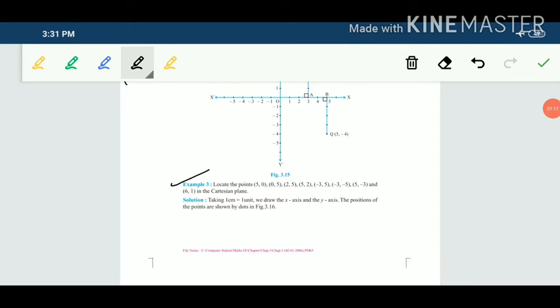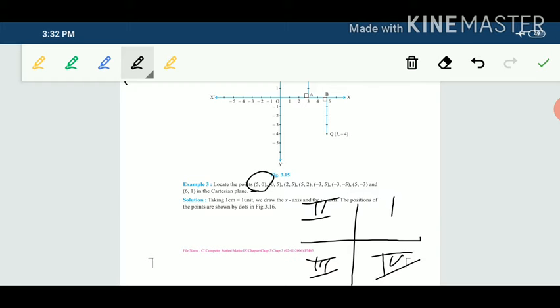An example is given. Locate the points. Some coordinates are given, 1, 2, 3, 4, 5, 6, 7 and 8. We have to locate these points in the Cartesian plane. To locate a point in a Cartesian plane, our first step is to check where the given coordinate is lying. As we know, there are four quadrants, 1, 2, 3 and 4. So the first step is to see in which quadrant the given coordinate is lying.